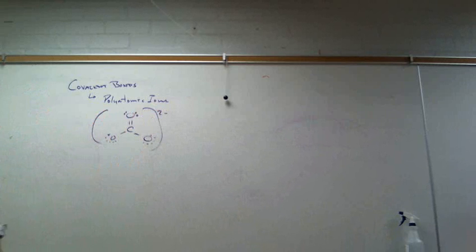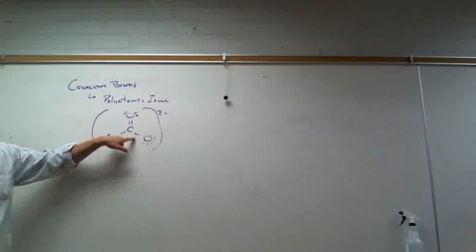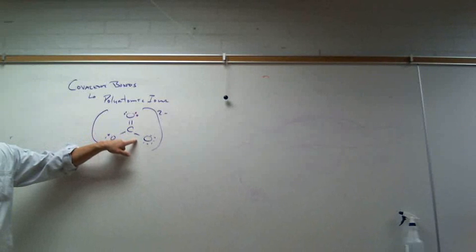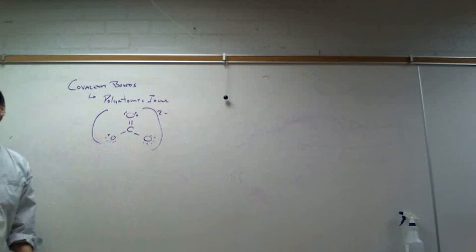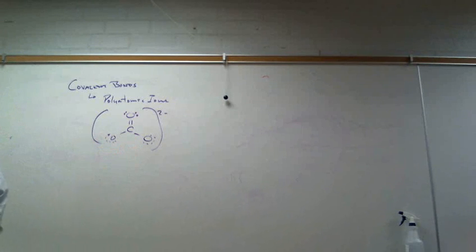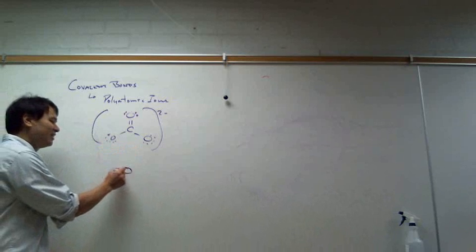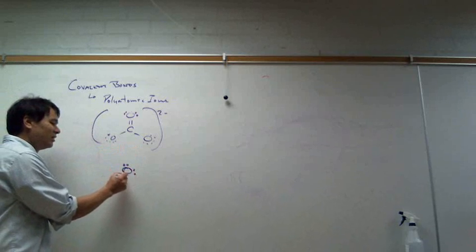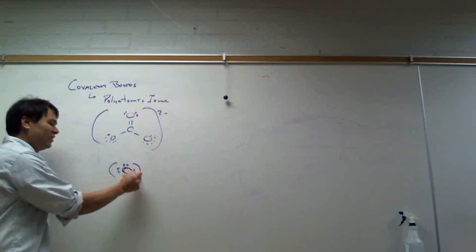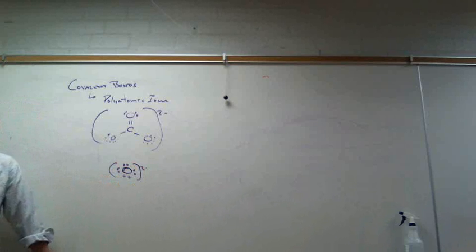So in polyatomic, we have a double bond here and two single bonds here, right? Why does it have to be polyatomic? Well, there's monatomic. In monatomic, there are no bonds. If you have a monatomic ion, like oxide, this is the oxide ion. Where are the bonds? You have to have two or more atoms to form a bond. One atom doesn't form one.